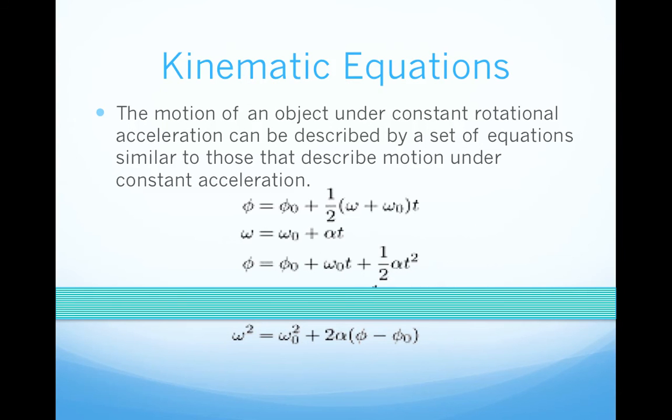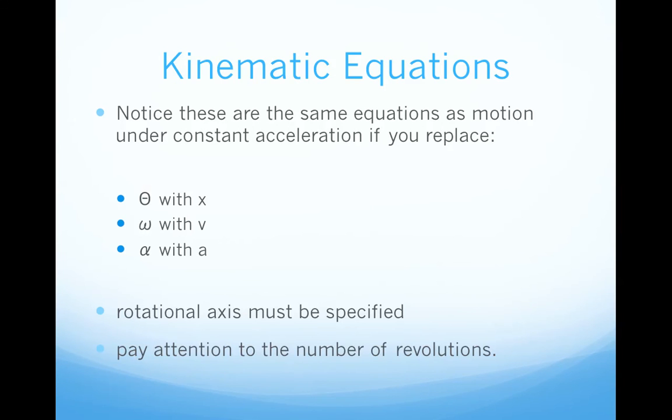which can be described by a set of equations similar to those that describe motion under constant acceleration in either 1 or 2 dimensions. These equations here you can see. You can also notice that these are the same equations as constant acceleration. If you replace angular position with x position, angular velocity with v velocity, and angular acceleration with a acceleration, it's the same equation. So easy to remember.